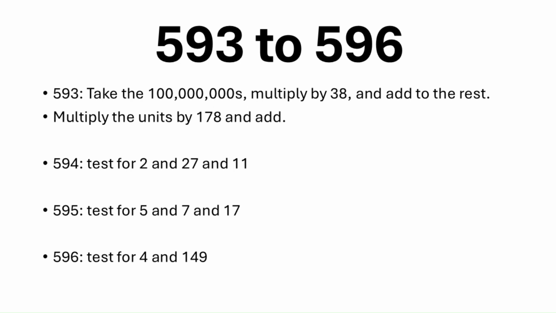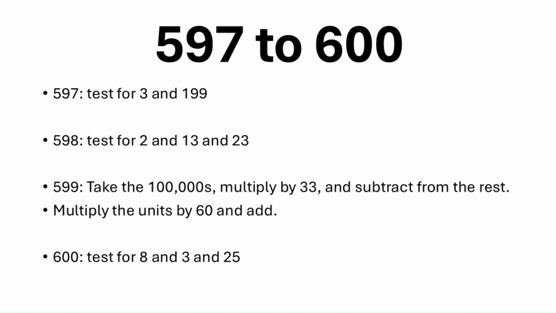593, take the 100 millions, multiply by 38, and add to the rest. Multiply the units by 178 and add. 594, test for 2 and 27 and 11. 595, test for 5 and 7 and 17. 596, test for 4 and 149. 597, test for 3 and 199.